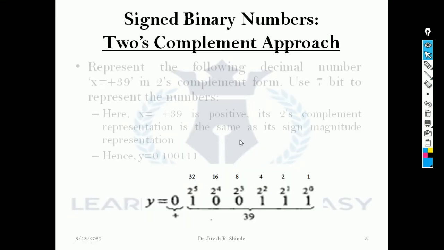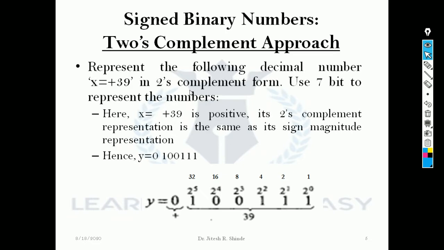Next example: represent the decimal number x equal to plus 39 in two's complement form using a 7-bit representation scheme. For plus 39, the representation of a positive number in sign magnitude approach, in one's complement approach, as well as in two's complement approach is the same. The answer will be the same in all three.